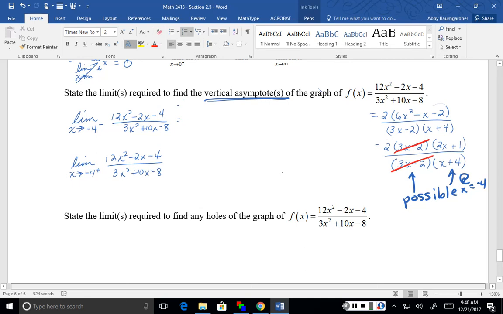You could even put the factored version here, because you've shown the work elsewhere on the page. So this reduced to 2 times (2x plus 1) over (x plus 4). And then you could go on and do the work if you wanted to. I'm not asking you to. I just wanted you to state the limits.